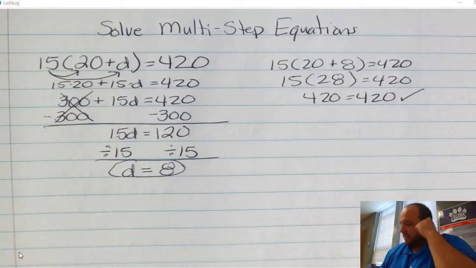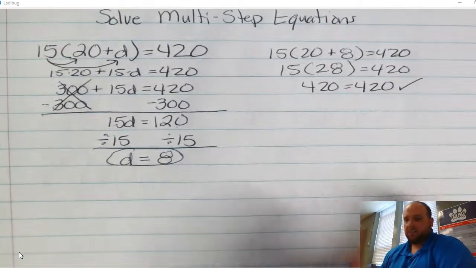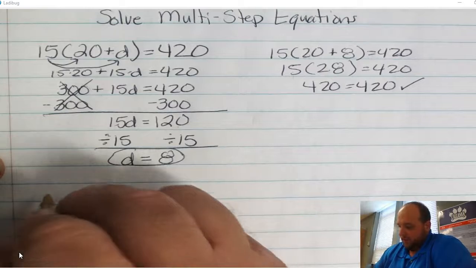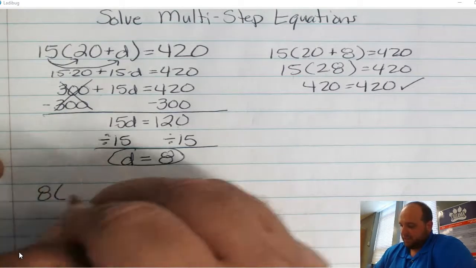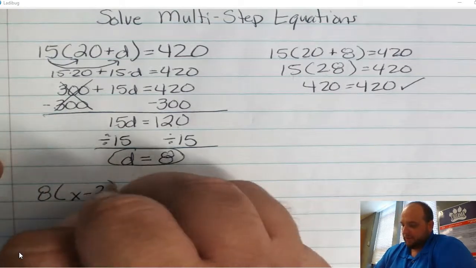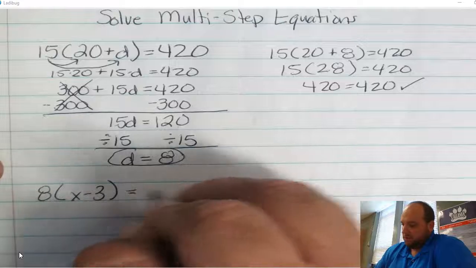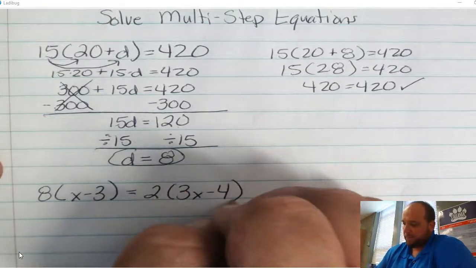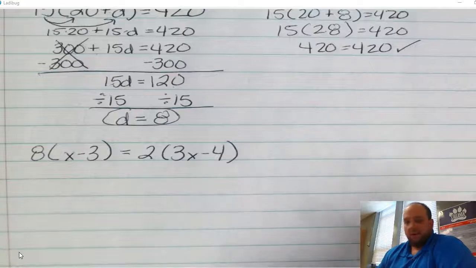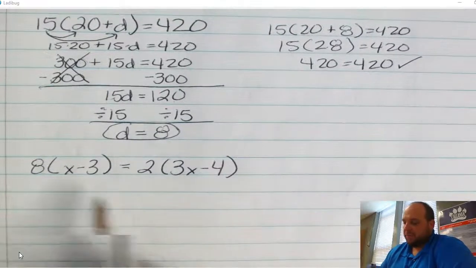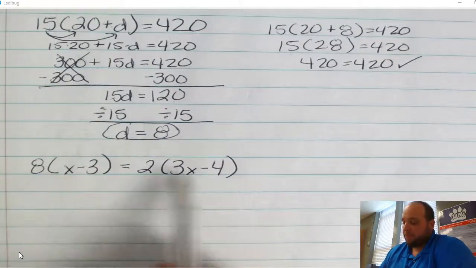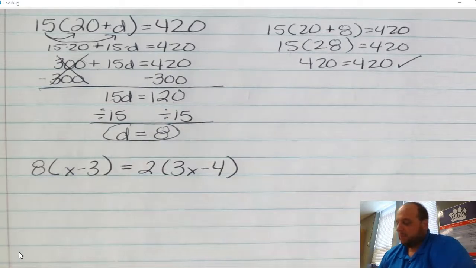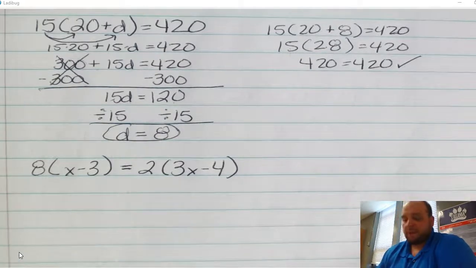All right, I'm going to go ahead and continue to the next example here. The next one's going to involve another step or so. We're going to have 8 parentheses x minus 3 equals 2 parentheses 3x minus 4. Okay. I noticed on this problem that I will need to do distributive property on both sides of the equal sign before I start trying to find out what my variable is equal to.